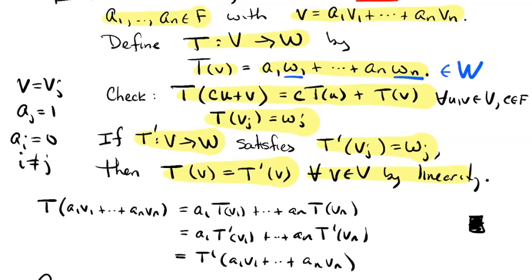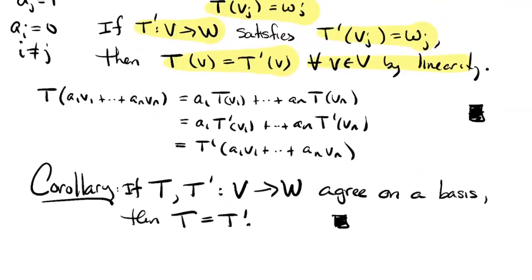Nice. Last thing I'm going to say, I'll just leave it to you to think about why this is true. This is a very convenient corollary for us. We'll use it all the time. If two linear maps have the same value on a basis, then they're the same. Two linear functions that do the same thing to every basis vector do the same thing to the whole space.